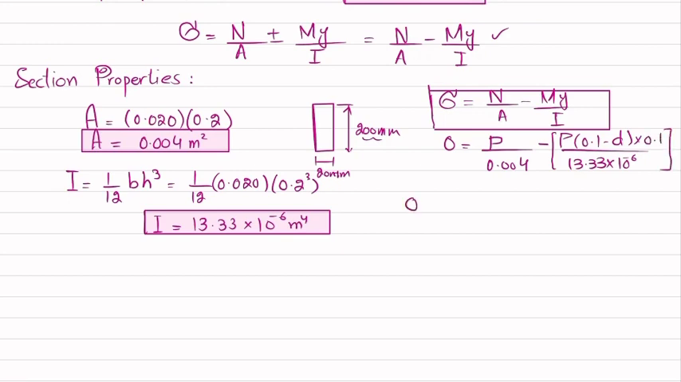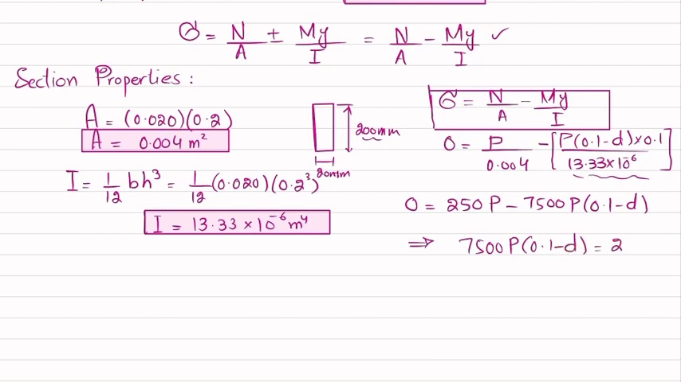So you will get 0 is equal to 250 times P, and when you solve this term, you will get minus 7500 times P into (0.1 minus D). So it means that 7500 P into (0.1 minus D) is equal to 250 times P. P will cancel, and 7500 multiplied by 0.1 minus 7500 into D is equal to 250.